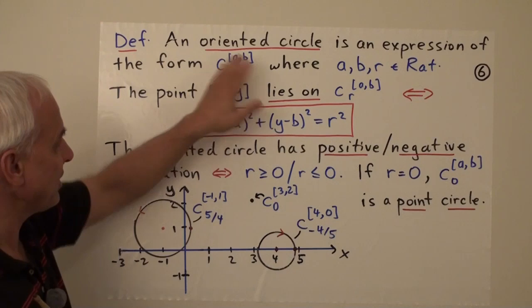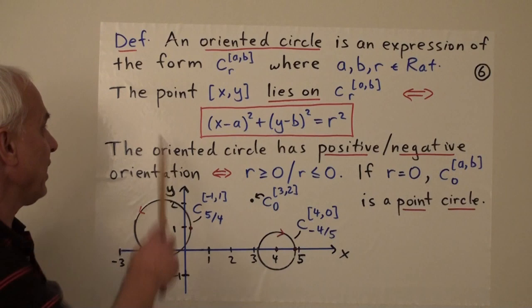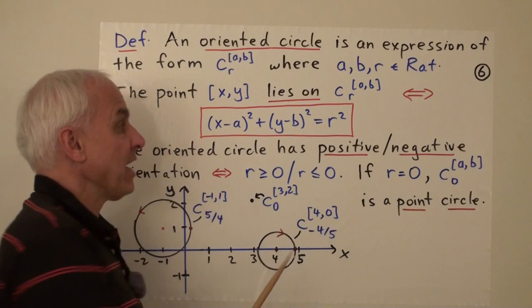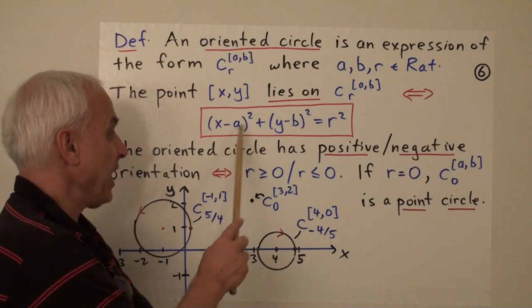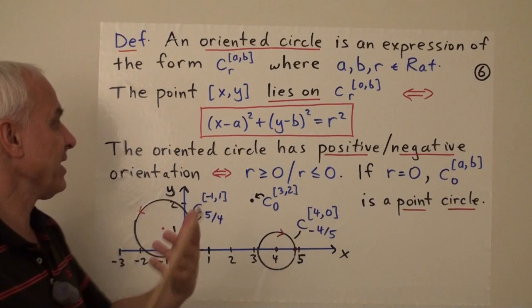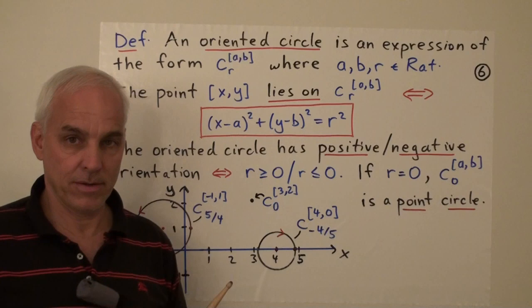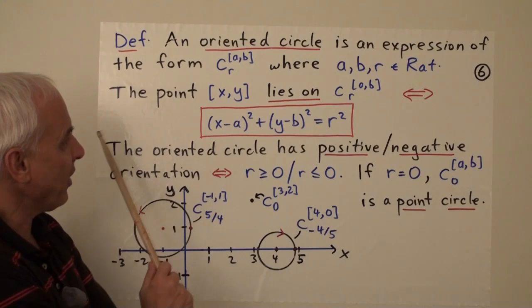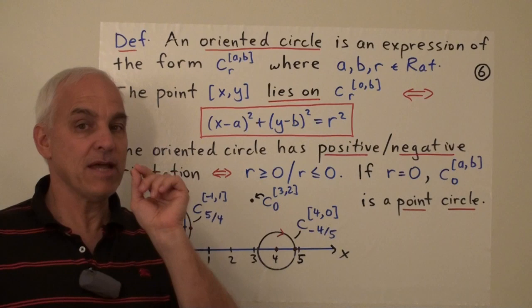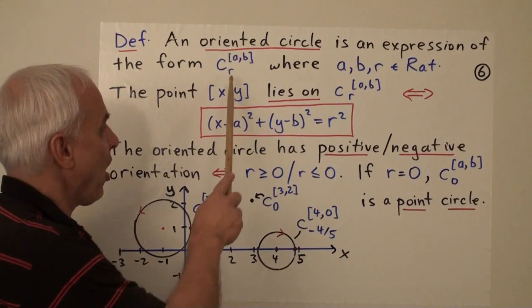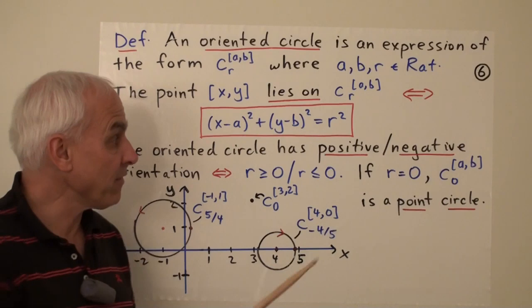So we're defining an oriented circle to be just an expression like this. Of course, we now have to give it some meaning. Let's say that the point (x, y) lies on this circle precisely when the following equation is satisfied: x minus a squared plus y minus b squared equals r squared. You would immediately say that's just a circle whose center is (a, b) and whose radius is r. That's true, but I point out that this r is allowed to be an arbitrary rational number. It's not necessary for r to be positive, so it's not entirely correct to say that r is the radius of this circle. r could be positive or negative, and r squared will be the same in both cases.